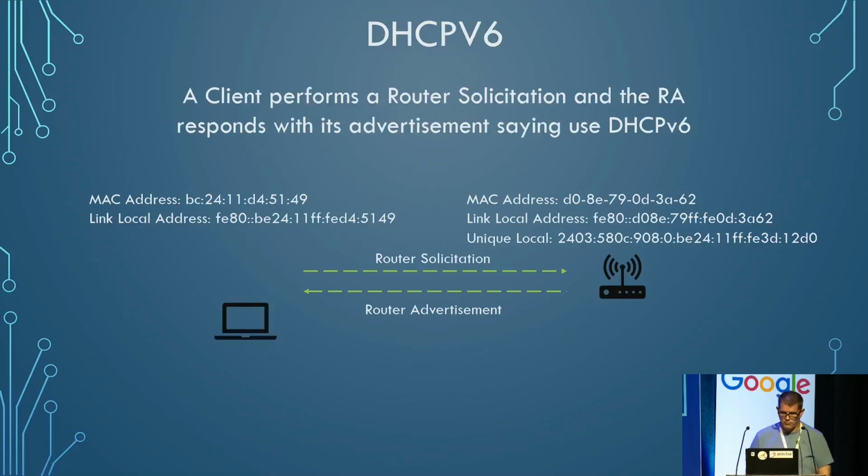DHCPv6 is very similar in the way that it works to SLAAC, and it uses the same mechanism to establish the initial connection. So it will send out a router solicitation message, so that's wrong on the slide, to the router, and it will return back with its router advertisement saying, hey, I need you to configure via DHCP.